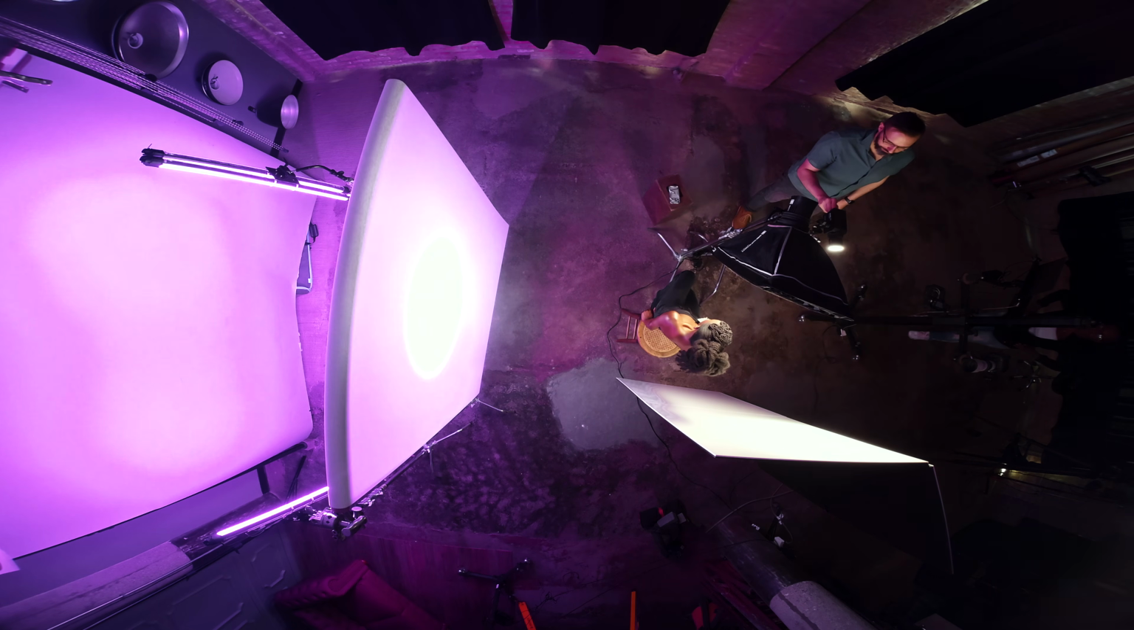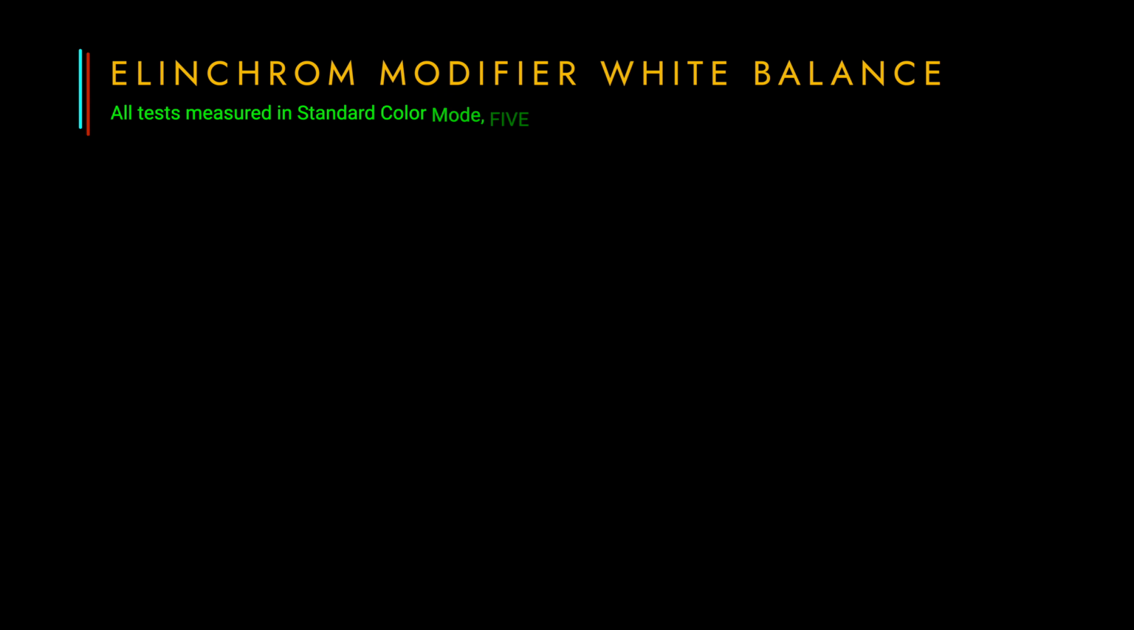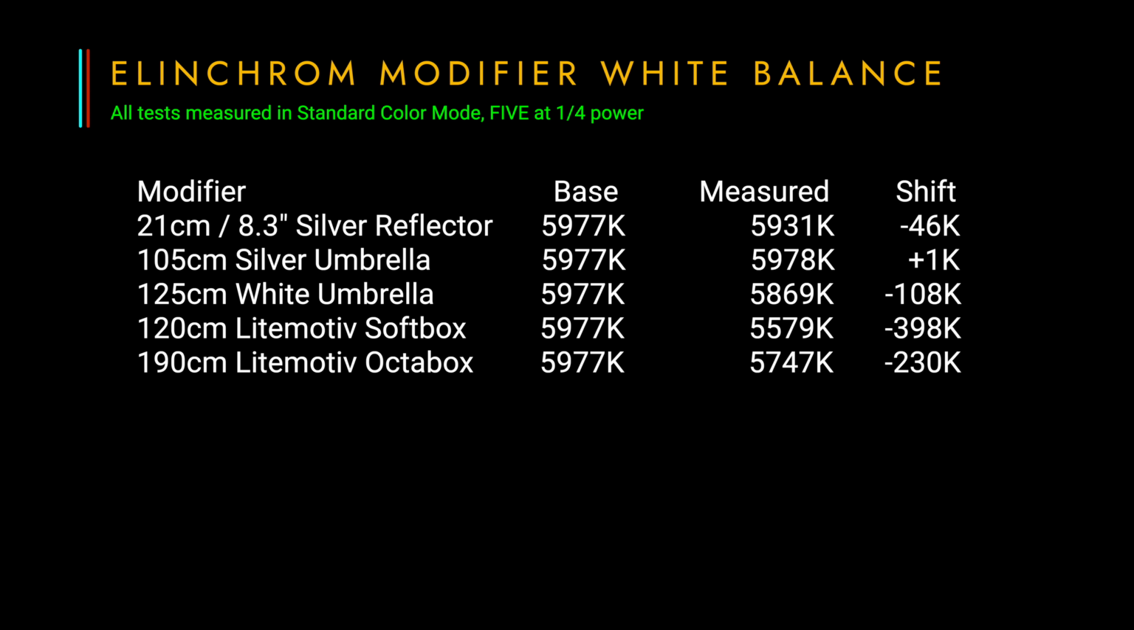Now, let's talk about modifiers, softboxes, diffusion panels, and white fabrics. They all tend to warm up your light slightly. Bare bulbs and silver reflectors are more neutral, but compared to soft light, they look cooler, and in my tests at 1/4 power, a grid reflector barely changed the color. A softbox, however, dropped the color temp, meaning warmed it up, by 200 to 400 degrees Kelvin.